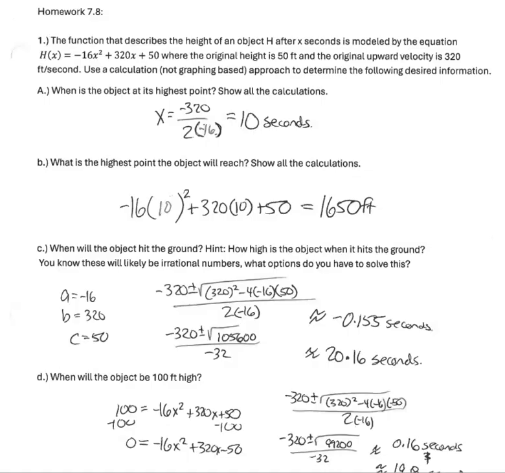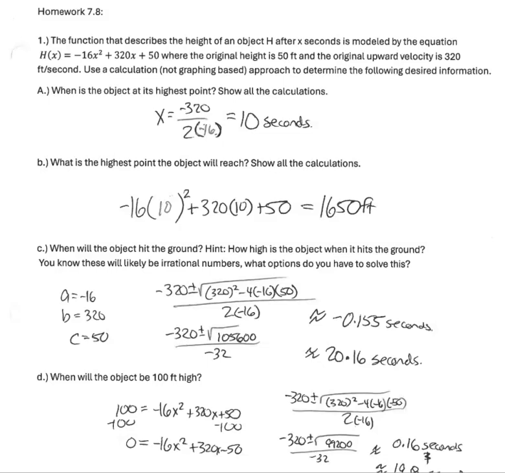And the reason why is because it is being shot from over a ground level of 0. It's higher than that. So the only way to get to 0 before that is going into the negatives, which makes no sense. When does it hit the ground? At 20.16 seconds.